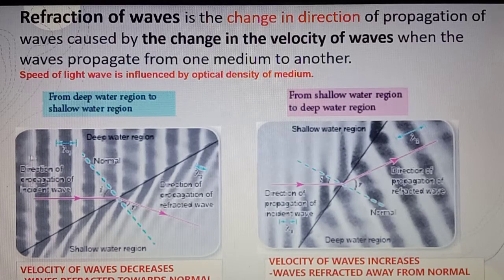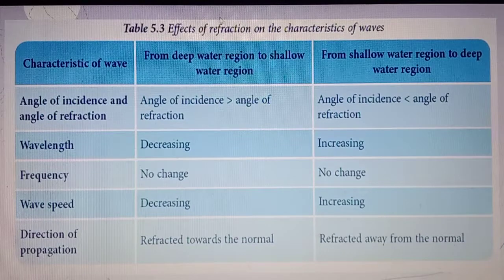Remember, in the deep water region, speed is higher. In the shallow water region, speed is lower. So the change in the direction of waves is caused by the change in velocity of waves when passing through a different depth of water. When we discuss water waves, this means different depths of water. Okay, effect of refraction on the characteristics of waves. We can discuss in terms of angle, wavelength, frequency, wave speed, and direction.